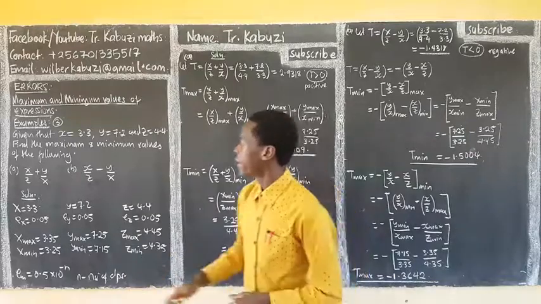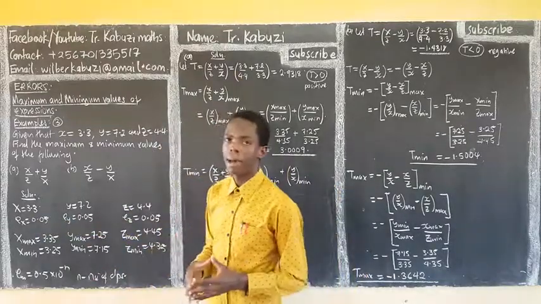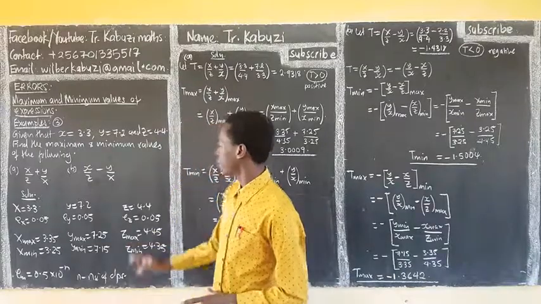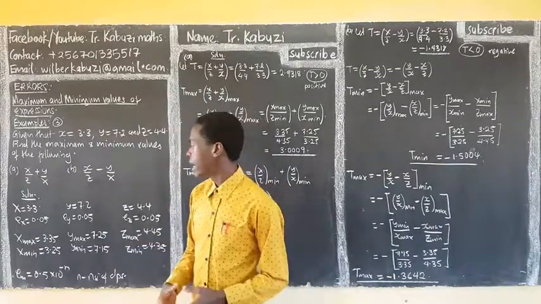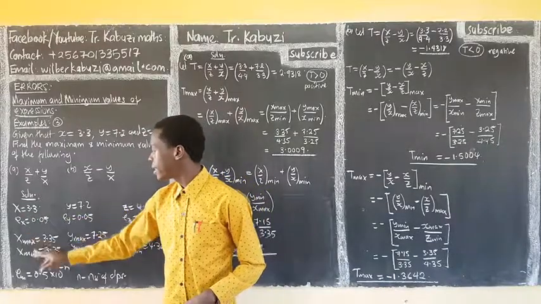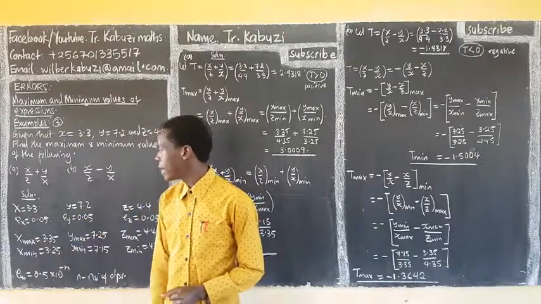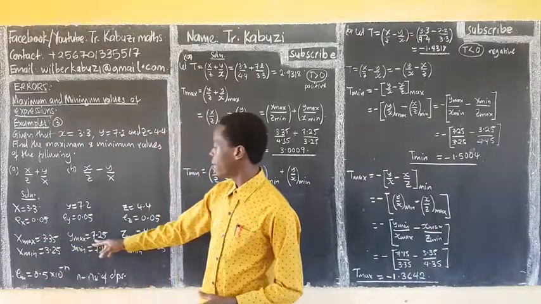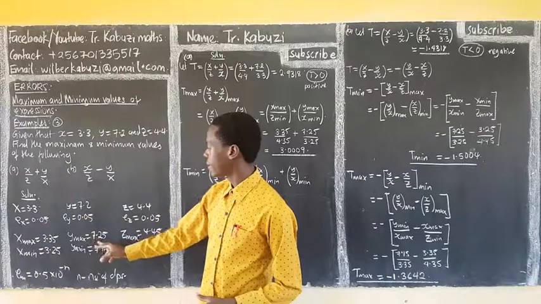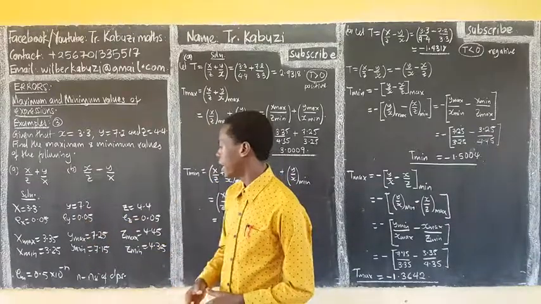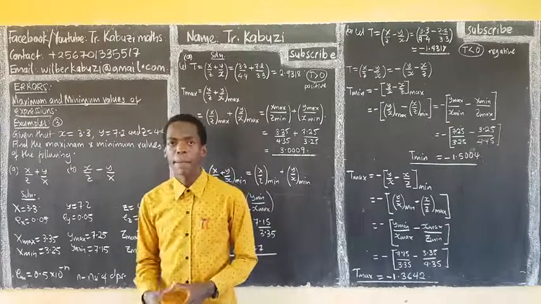So what we do, we first get the maximum absolute error of x and of y and also of z. Then after that, we get the maximum value of x. You get this plus this. Then the minimum, you get this minus this. The same here, the maximum value of y, you get this plus this. Then the minimum, you get this minus this. The same to z.